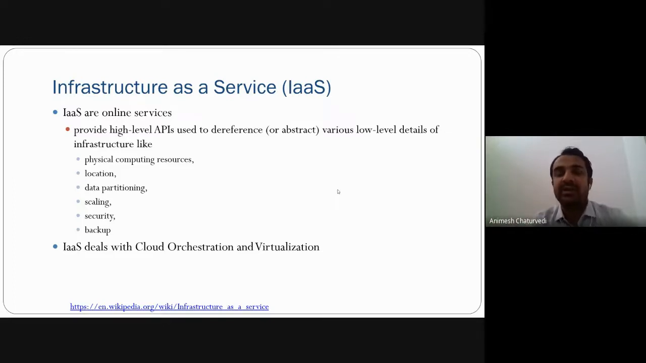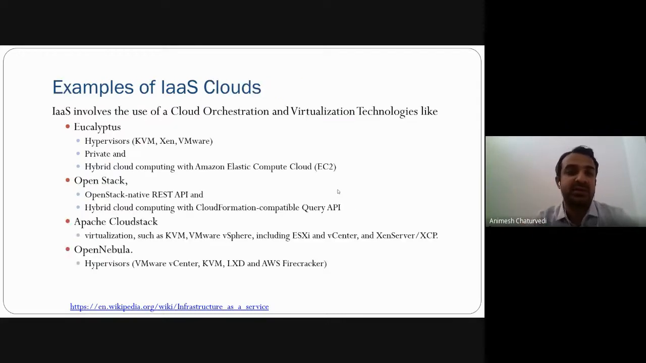Then data partitioning means multiple data are stored at multiple locations. Then you can do scalability. There will be scalable input output. Then security is there, so your data will be safe and secure. Then backup service would be good in such cases. IaaS basically deals with two things: orchestration and virtualization. We'll discuss how infrastructure as a service does these two things together.